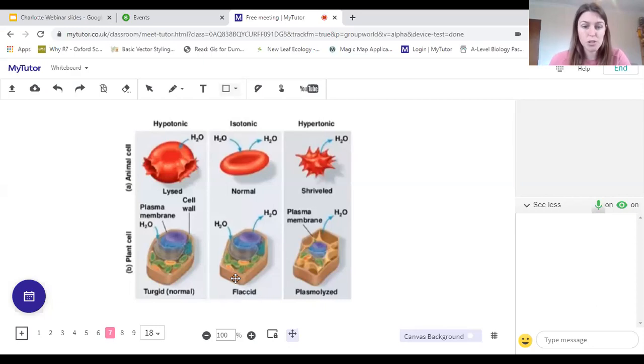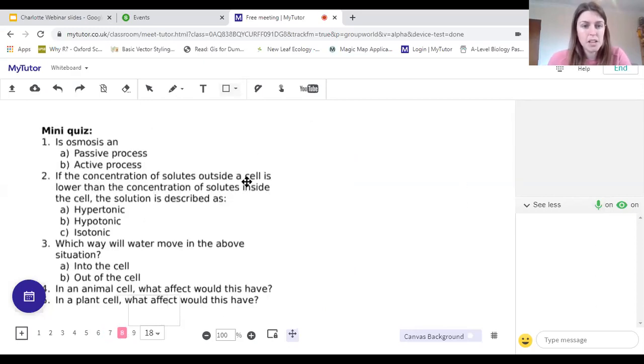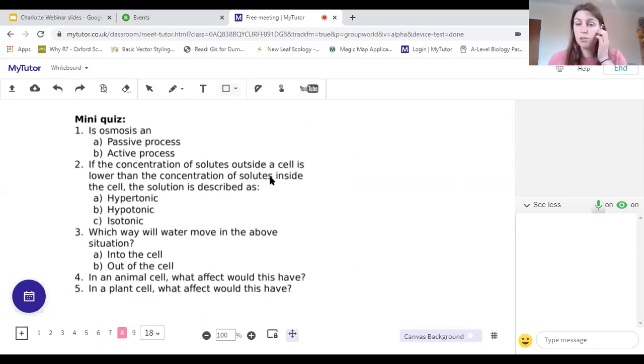Okay, so that's osmosis. Little mini quiz about osmosis, and then I'll go through some questions. So, ready on the chat box. Number 1, is osmosis an A, passive process, or B, active process? Type A for passive, B for active. Good, lots of A's. Yes, it's a passive process.